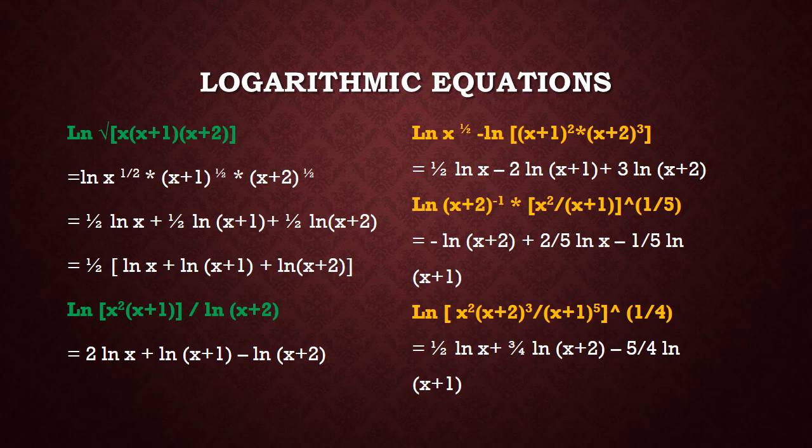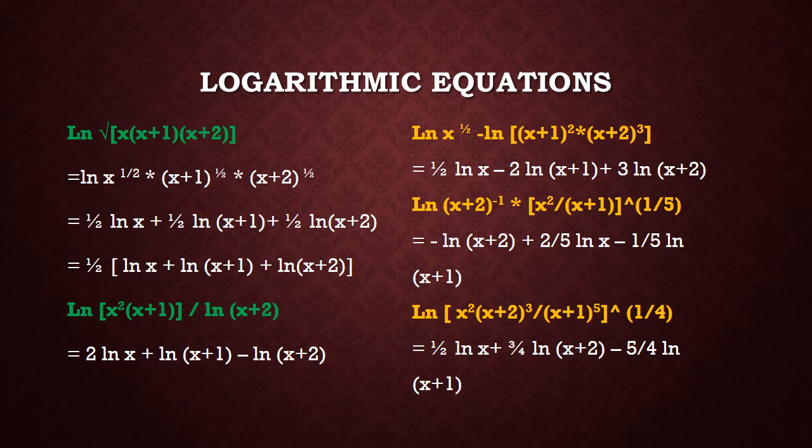Now where does this 2 come from? Since we have x square initially, in terms of ln we write it as 2 ln x. Plus ln x plus 1. This term was being multiplied initially, and so in terms of ln we are going to add it, and we have 2 ln x plus ln x plus 1 minus ln x plus 2. The term which was being divided initially is now subtracted.